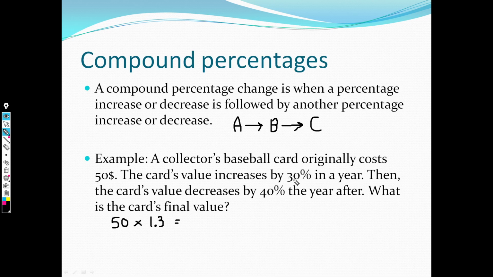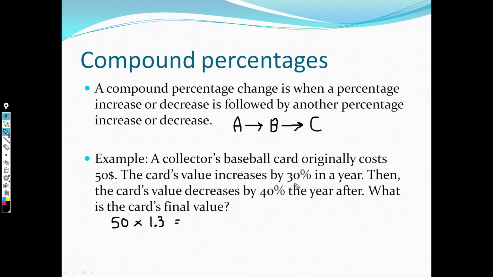Well, just think about what's 10% of $50, right? Well, 10% of $50 is 5. Well, 30% is 3 times that, right? 30% is 3 times 10%. So if 10% is $5, then what's 30%? Well, it's 3 times $5, which is 15. Okay, so $15. So I know that if I increase the card's value by 30%, I've got $15 more.